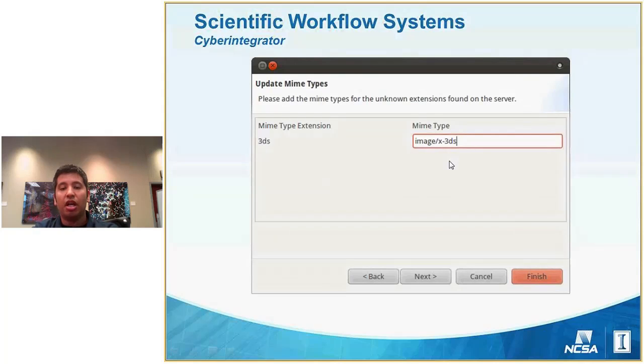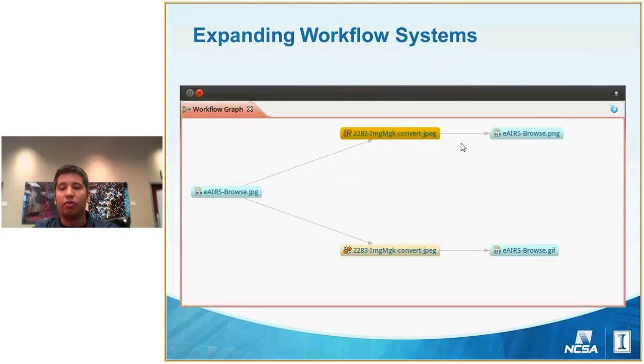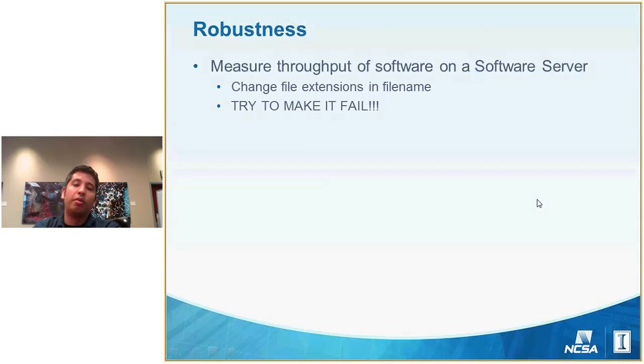That's the next dialog box here, where you specify the MIME types for certain formats. But once you do that, you can add individual tools on the software server as tools in the workflow. In this case, he's adding Adobe Video Viewer, Cyberware's PLY tool, ParaView, and ImageMagick to his workflow. Then he creates a little workflow which does a conversion using ImageMagick, which is a command line tool. Nonetheless, it shows you using a software server to convert this JPEG into a PNG file. And you can do it multiple ways.